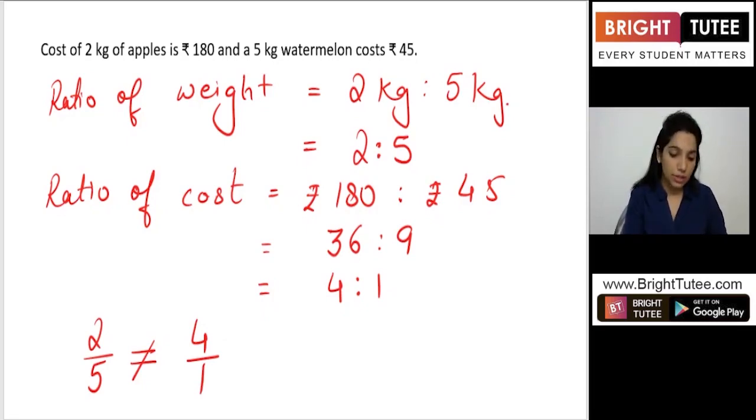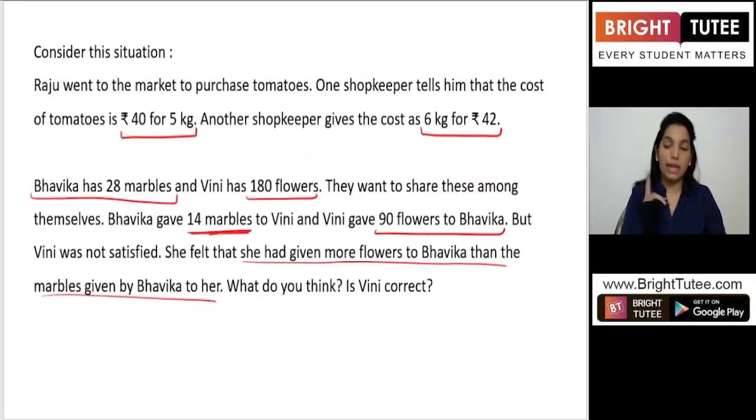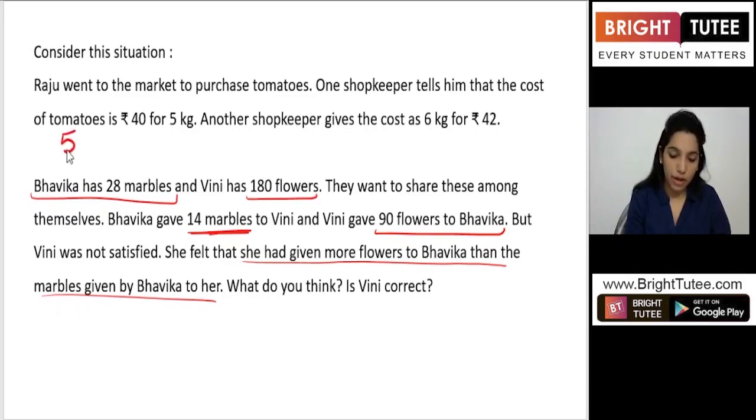Okay, and with this I just remember that we have one question left to be solved here. I hope you remember what we discussed about Raju. When Raju went to the market to buy tomatoes, one of the sellers said that I am selling at 40 rupees for 5 kgs and the other one said that I am taking 42 rupees for 6 kgs. Let us find out who is selling at the cheaper price. If I am finding the ratio of weight, it is 5 is to 6.